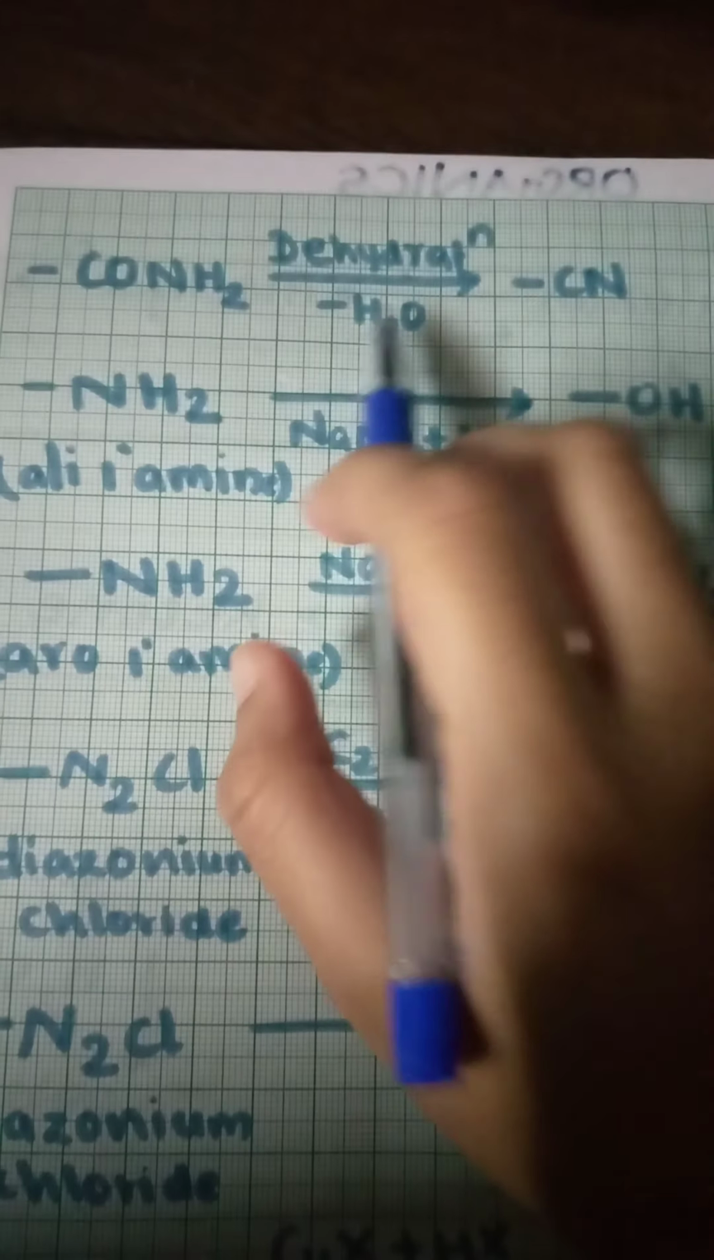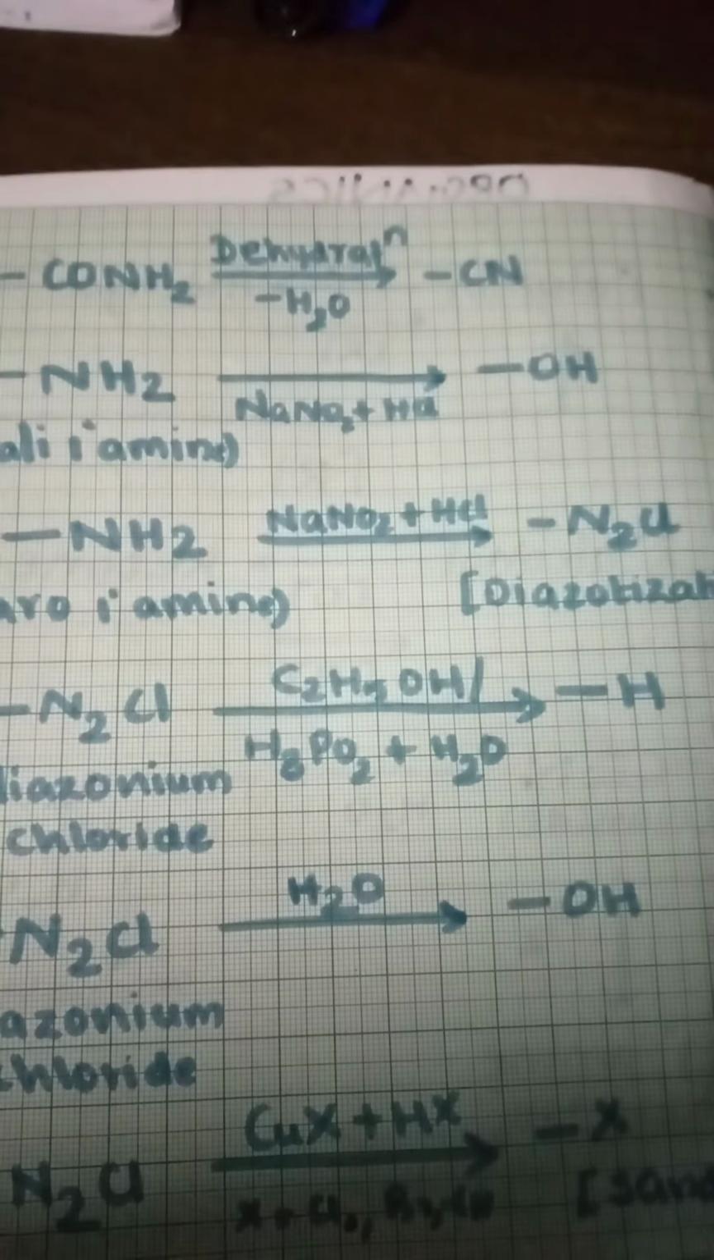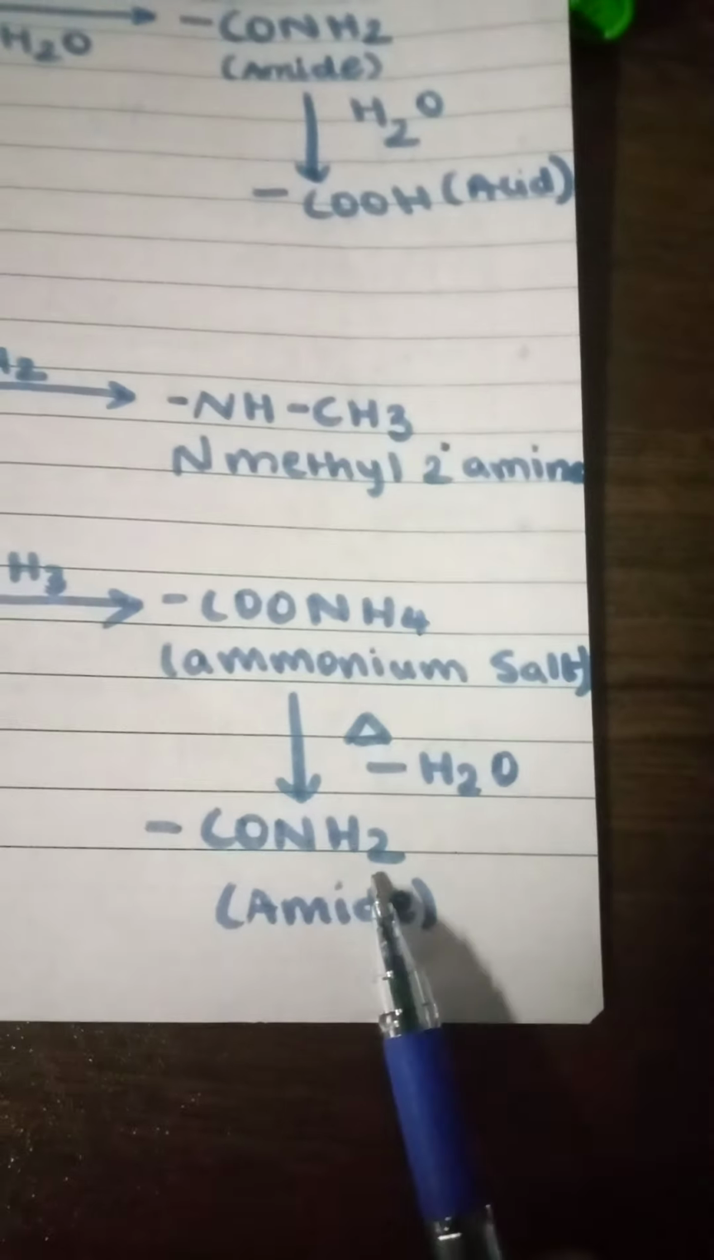Now the next important reaction is CONH2. What is CONH2? Amide. On dehydration, that is removal of water, it will give me cyanide. Don't get confused. Here ammonium salt on dehydration will give me amide. If I again dehydrate it, I will get cyanide. You have to connect and study.